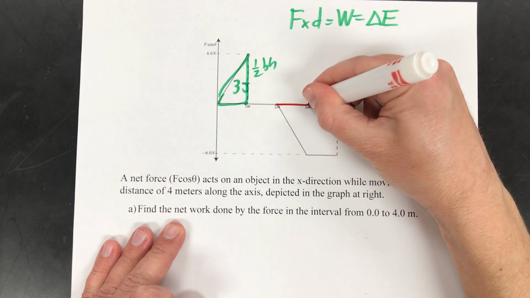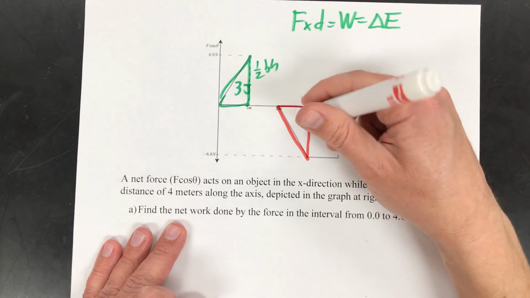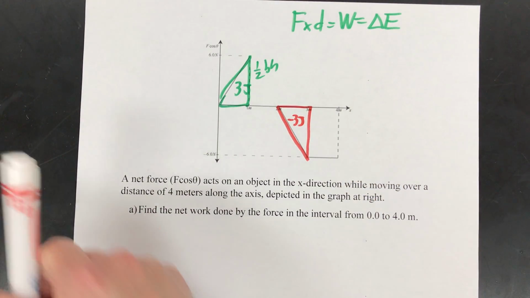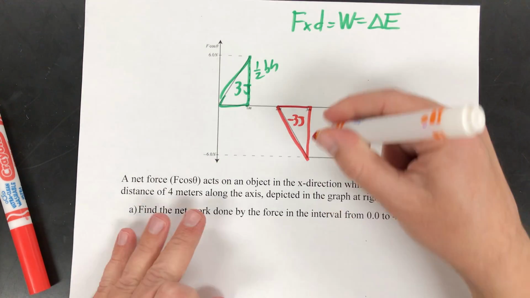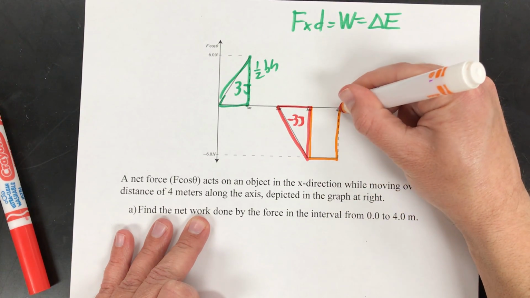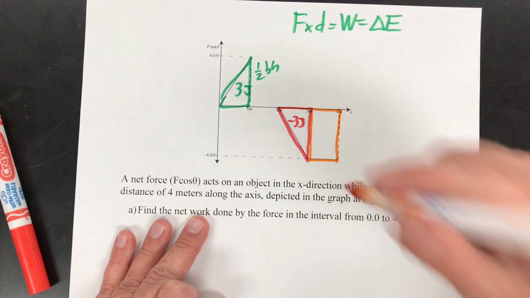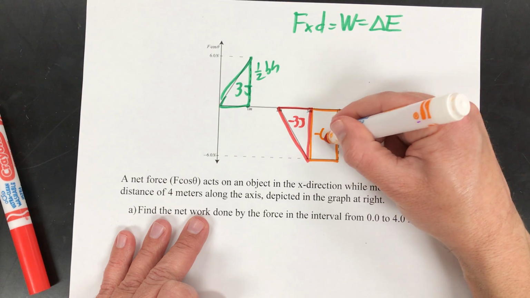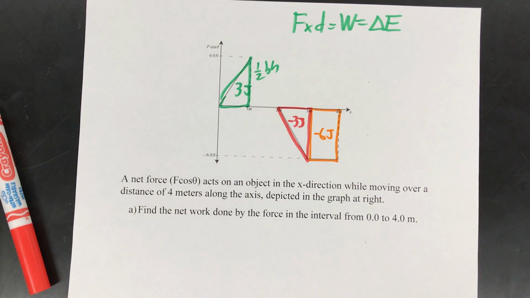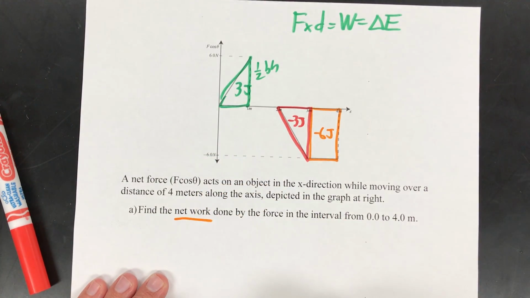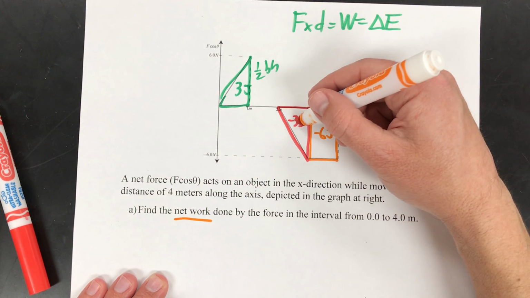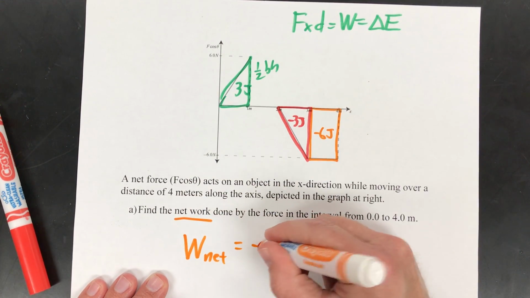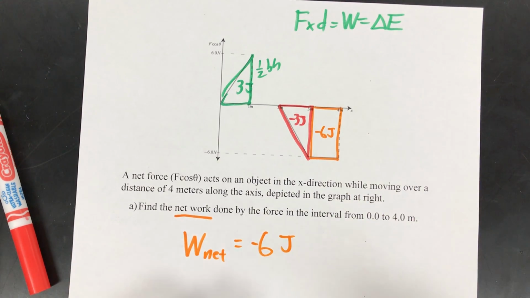Now here our force is negative, so our area is going to be negative. It's the same triangle, so this represents negative 3 joules of work done. And then finally over here on this little box, we'll just do length times width, or base times height. Our base is 1, our height is 6, so this is negative 6 joules of work. So when we go to find the net work done, this positive 3 joules will cancel out with that negative 3 joules, and our net work done is equal to negative 6 joules.